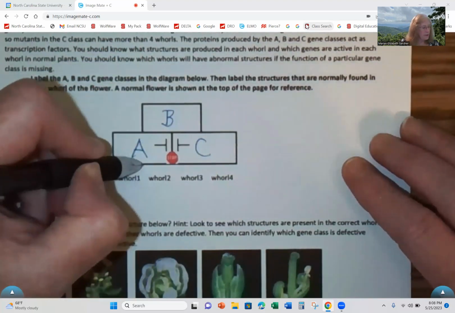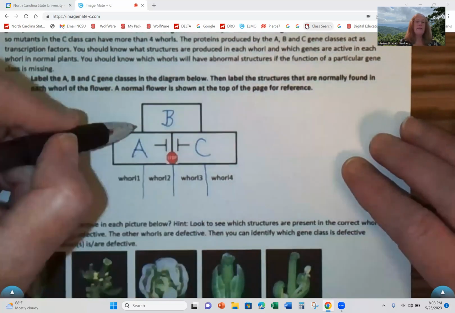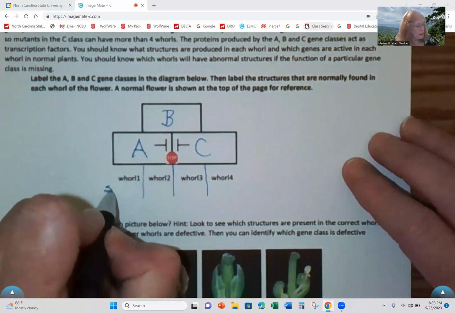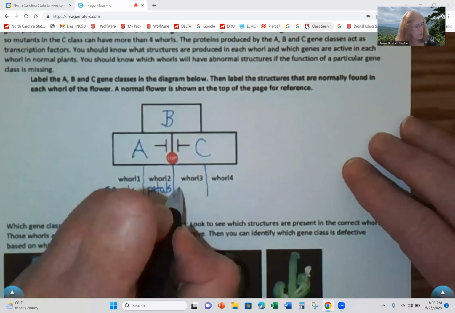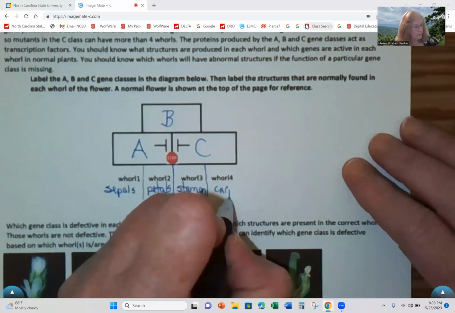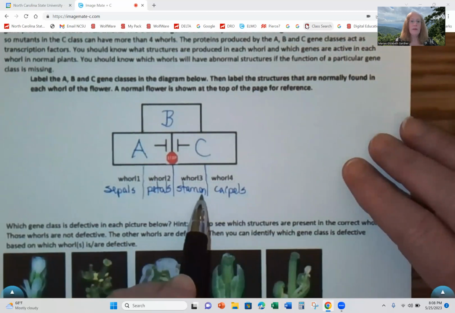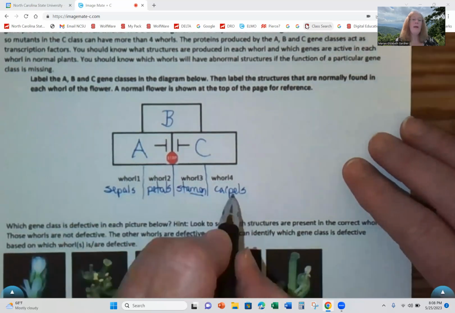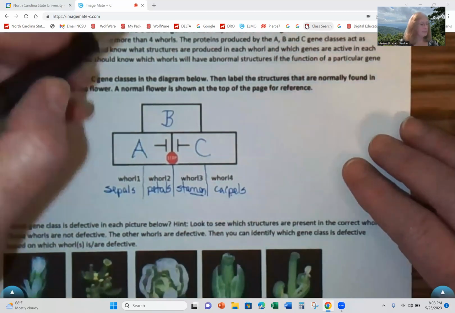We said that we were effectively dividing our flower into those 4 whorls, and different classes of genes worked in different whorls. Remember, whorl 1 was the sepals, whorl 2 petals, whorl 3 stamen, and whorl 4 carpels. And just a refresher, the stamen is the part of the flower that's going to produce the pollen. That's the male part of the flower. You can remember stamen, male. And the carpels are in the very middle. That's the female part of the flower, and that ultimately makes the seeds.